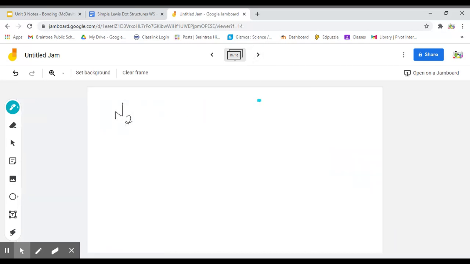Okay. So now we're going to move on and see a different example, which is N2. If you look at the periodic table, N is in group 5. And so each of these N's has 5 valence electrons. So if I again try and do what we did the other day, I can hook them together with a single bond.